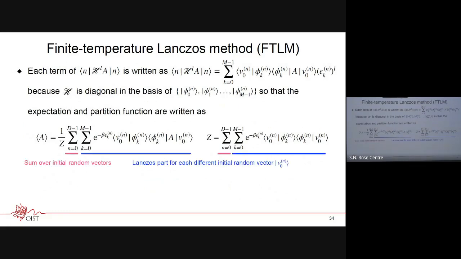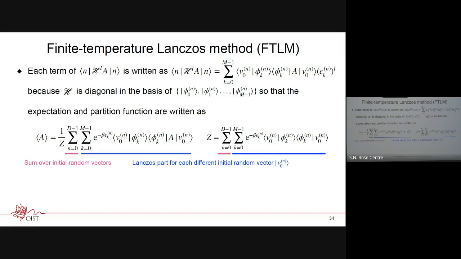So now let's see the summary in a sense. This blue line region corresponds to the Lanczos part of each different initial lambda vector. So we should set the different initial lambda vector for each different n. But we can deal with that by using the Lanczos method. And this red line corresponds to the sum over the initial lambda vectors.